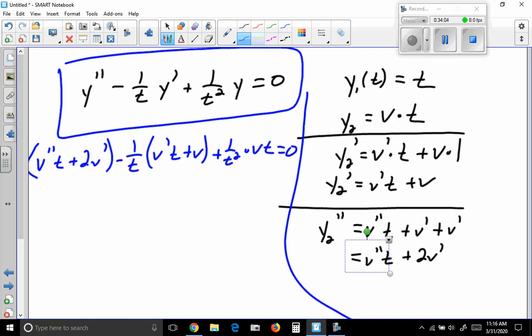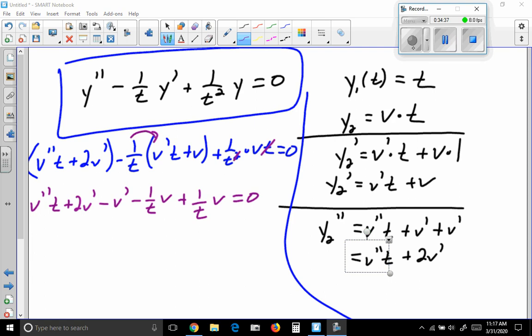So if we distribute, plus 2v prime, when we multiply those, the t and the t's cancel, so we get minus v prime. When we distribute there, we get minus 1 over t times v. And then when we multiply here, that t cancels one of those, and we get 1 over t times v equals 0.